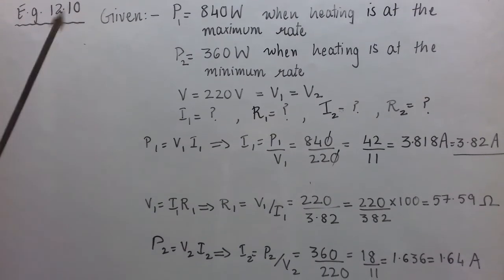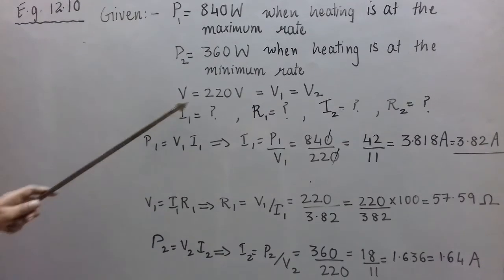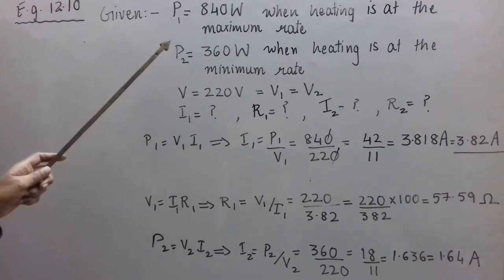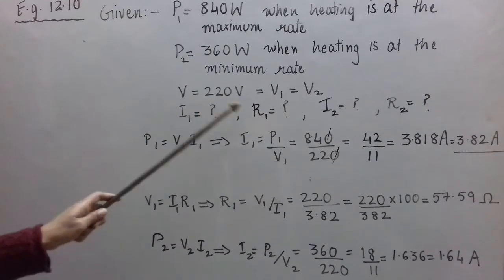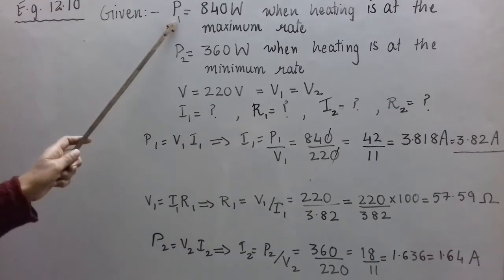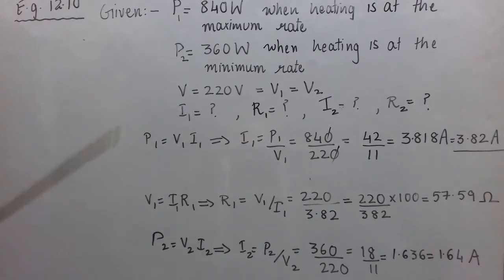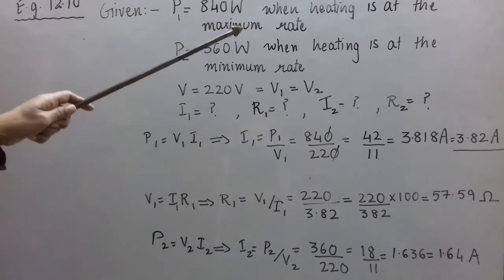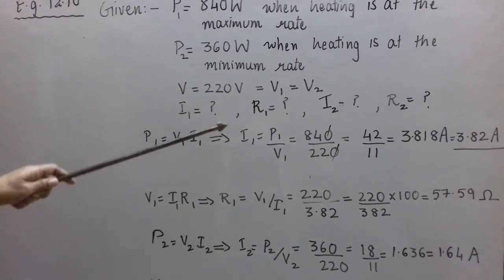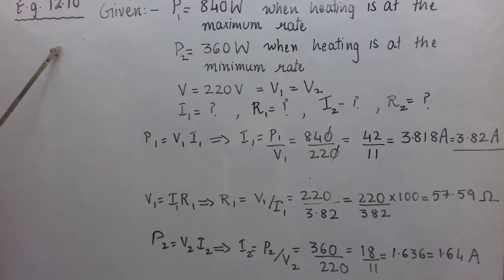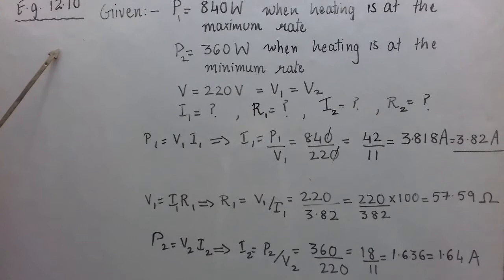It means you have to consider the two cases separately and you have to find the current and the resistance value in each case. So we can write I1 is question mark, R1 you have to find for the case 1 and I2, R2 for the case 2. What is case 1 here? When the heating is at the maximum rate, and case 2 when heating is at the minimum rate. If you want, you can write here case 1 when heating is at the maximum rate, case 2 when heating is at the minimum rate.